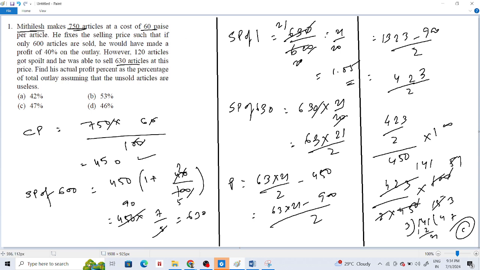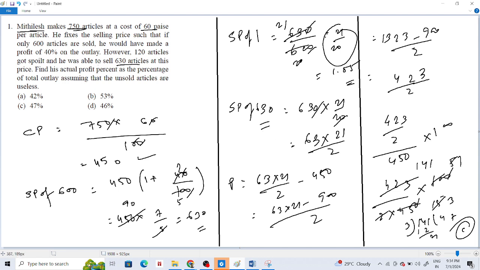He fixes the selling price such that if only 600 articles are sold, he would make a profit of 40% of the outlay. Outlay means on the CP, and profit is made always on CP. There is nothing special about it. So SP is CP into 1 plus P%. So I get 630. So SP of 600 articles is 630. So SP of one article is going to be 1.05 or 21 by 20. No, keep it like this only.